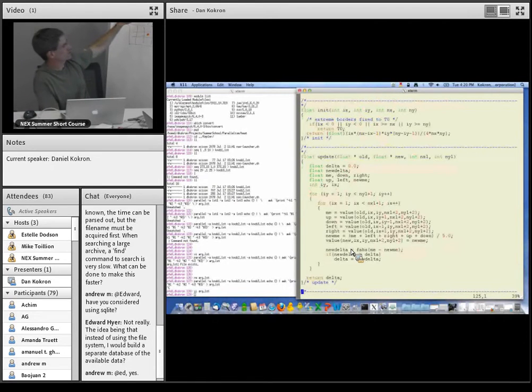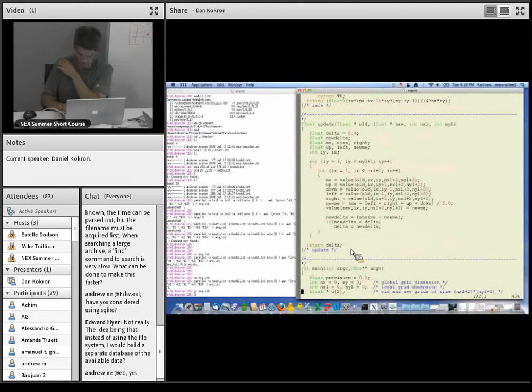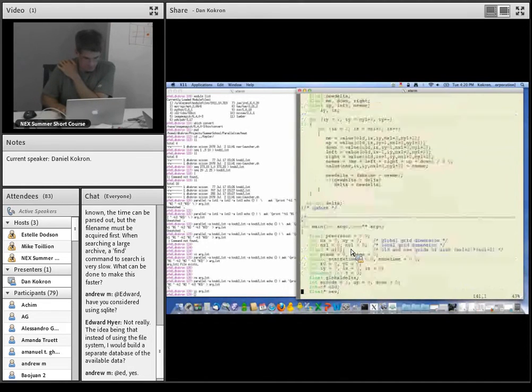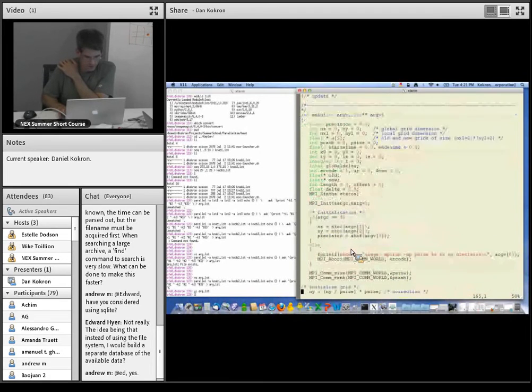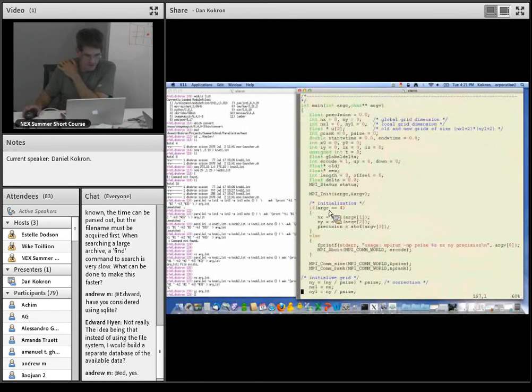If P rank equals 0, this is rank 0. We print out a usage statement. So if you don't give enough arguments, or, well, maybe not, it doesn't check that, but if you give the wrong arguments, it will complain.